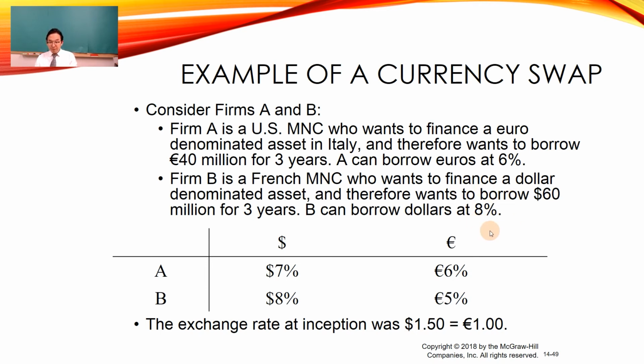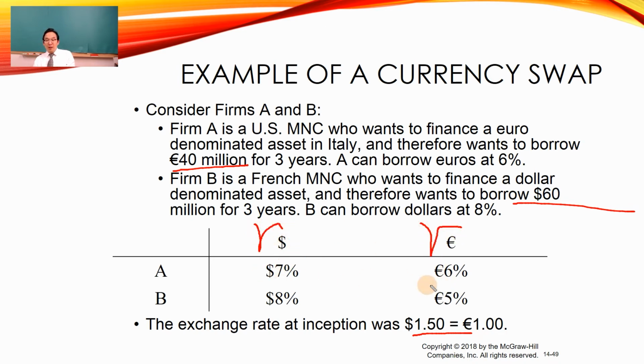Okay. The exchange rate, spot rate is 1.5, which justifies these two amounts being equivalent, right? $60 million and 40 million euros, they are equivalent because this is justifying that. Anyway, 3 years equivalent, you have the same maturity, equivalent amount in different currencies, and then why don't we just swap it? Okay, that's the currency swap concept. And these are the borrowing rates in each different currency.